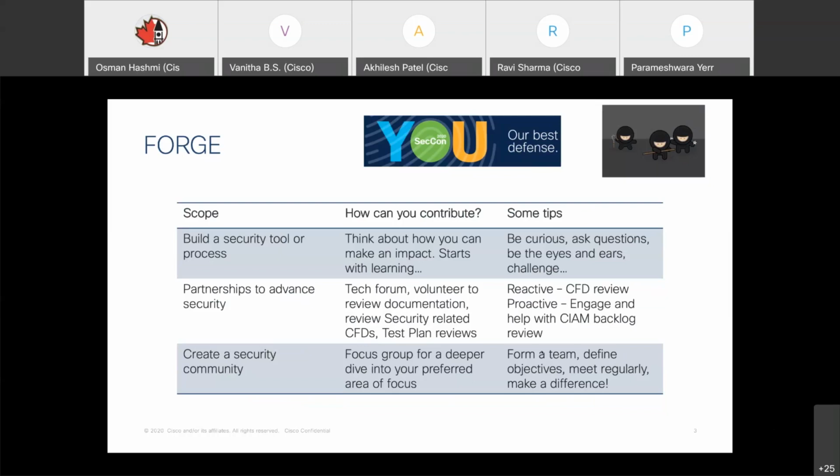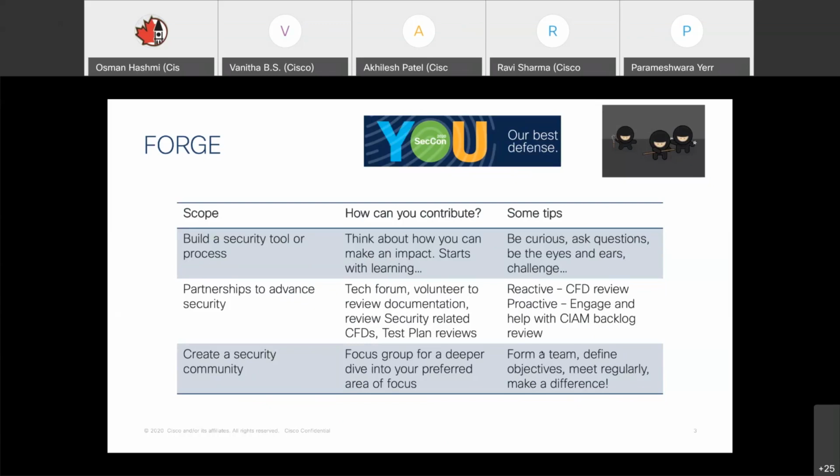When it comes to building that tool, expanding the focus, now you start walking towards building partnerships to advance security. This is where it becomes a little bit more formal, and it could involve setting up a tech forum or volunteering to review documentation, reviewing security-related CFDs, participating actively in test plan reviews, all with the intent of improving the security posture of that product, that feature, that test plan, whatever it takes, right?